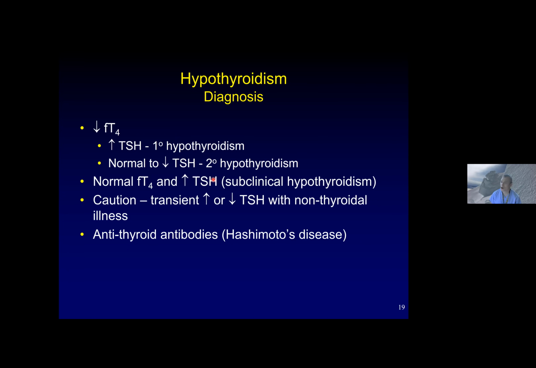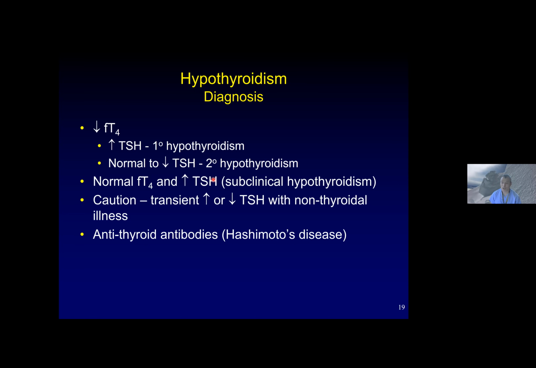So how do we diagnose hypothyroidism? The key feature in the lab values includes a decrease in free T4. If your pituitary function is intact, that will also be shown with an increase in TSH, which is the way in which the pituitary is trying to stimulate the thyroid to increase the secretion of thyroid hormone. And that is called primary hypothyroidism.